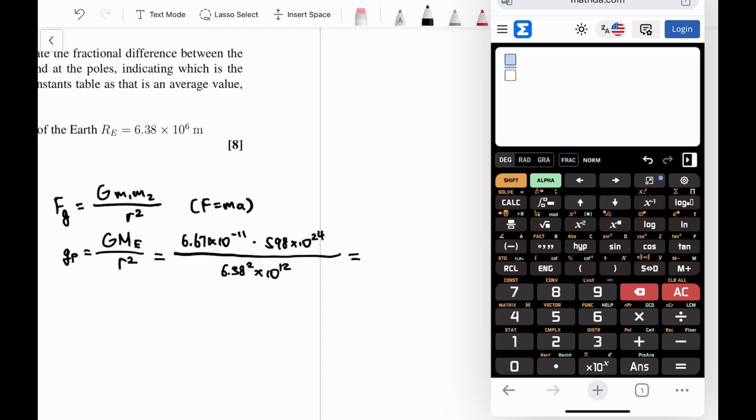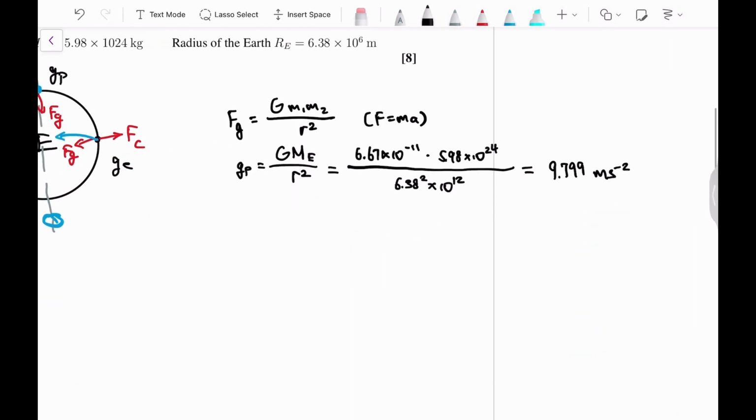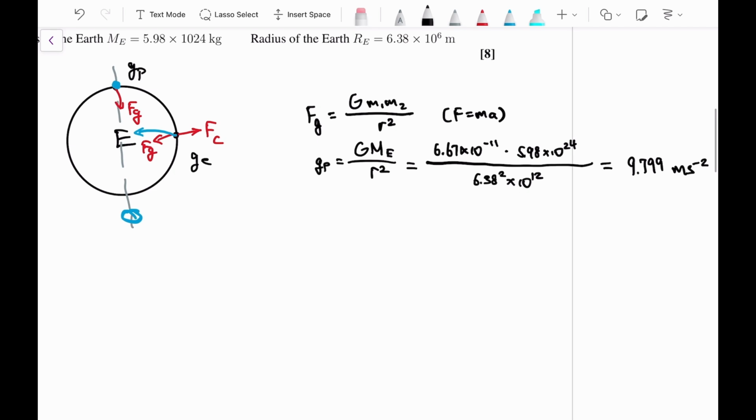So 6.67 times 10 to the power of negative 11, and then times 5.98 times 10 to the power of 24 over r squared, and times 10 to the power of 12, and that will give us 9.799 meters per second squared. Okay, so this is GP. Now we need to calculate GE.